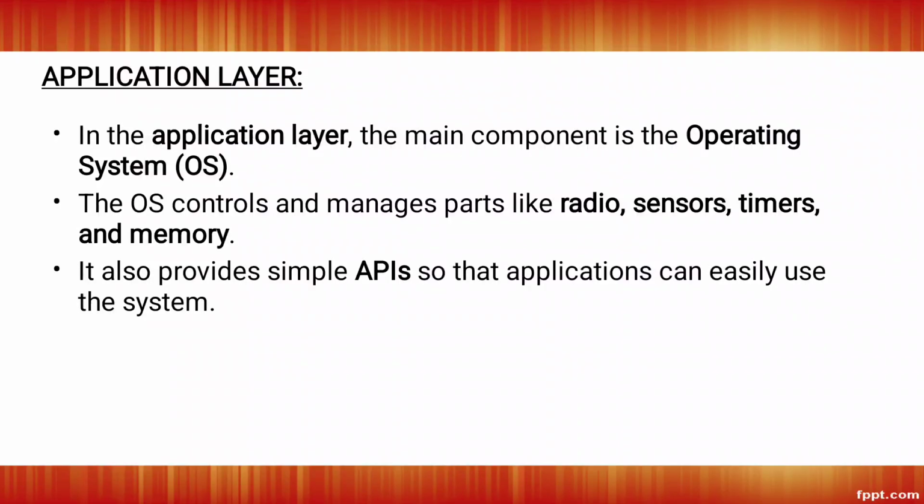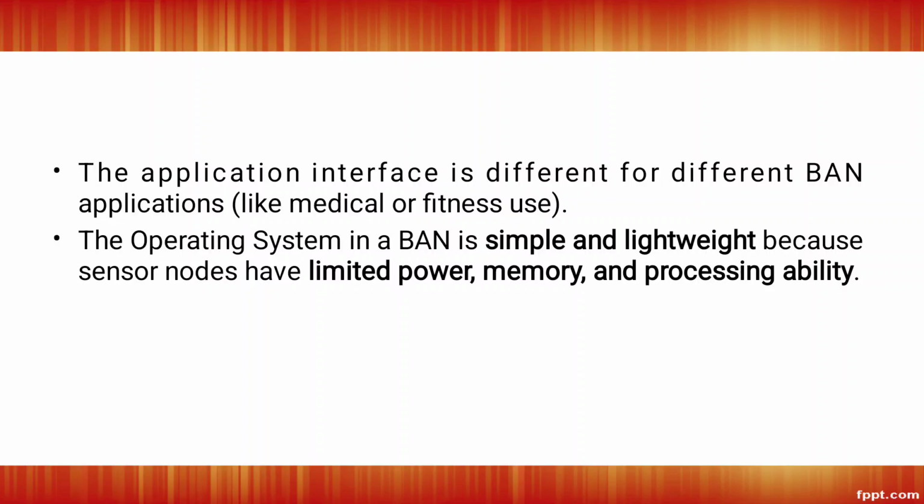Next is the application layer. In the application layer, the main component is the operating system, that is OS. The OS controls and manages parts like radio, sensors, timers and memory. It also provides simple APIs so the application can easily use the system. The operating system in a BAN is simple and lightweight because sensors have limited power, memory and processing ability.